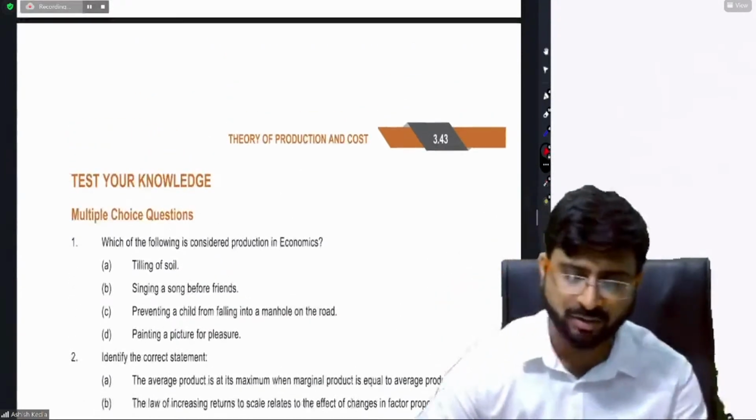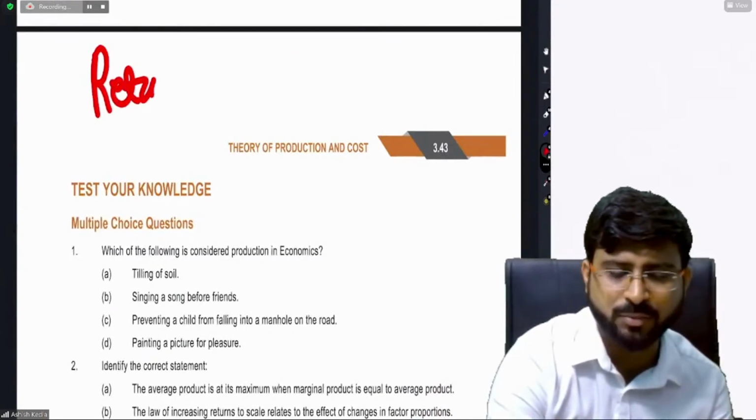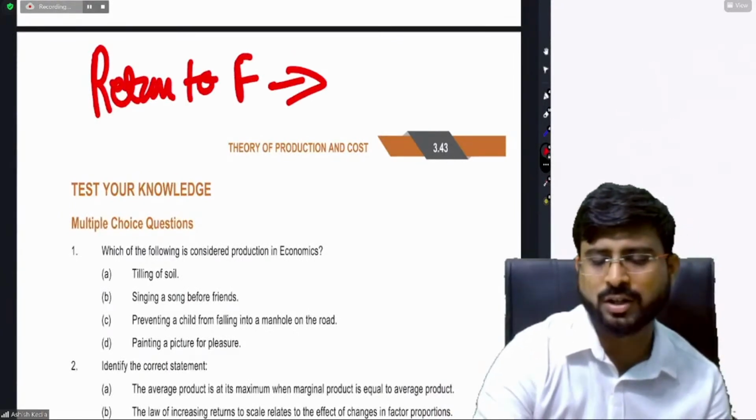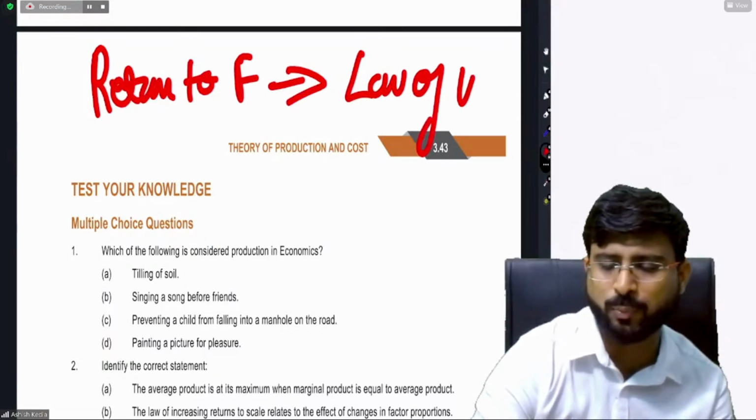What is returns to a factor? Very good. Returns to a factor is nothing but law of variable proportions only.